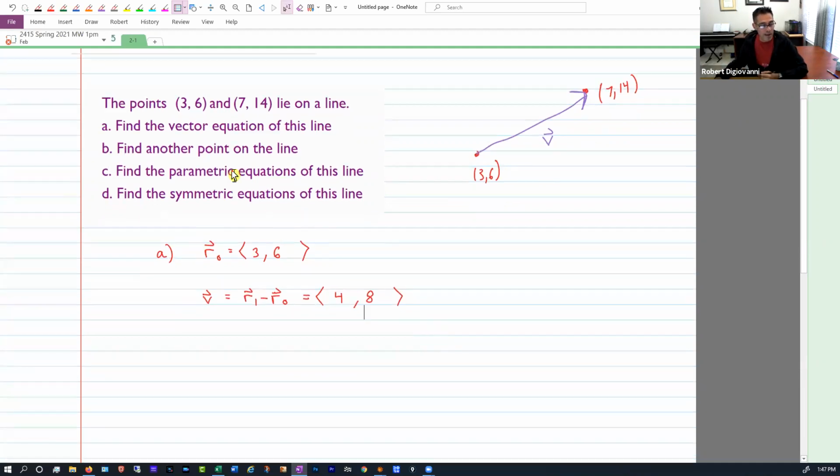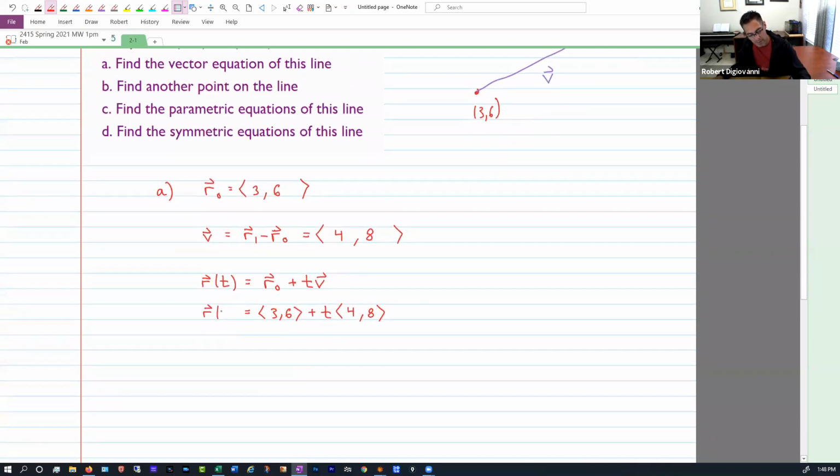All right, so to answer part A, it says find the vector equation of this line. We will write R of t equals R0 plus t times V. In other words, R0, which is the vector 3, 6, plus t times V, which is the vector 4, 8. That is the vector equation of the line. So what this means is that if I start plugging in values for t, it will start drawing me the line.